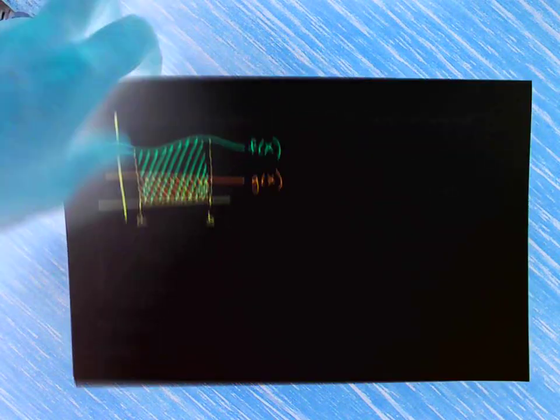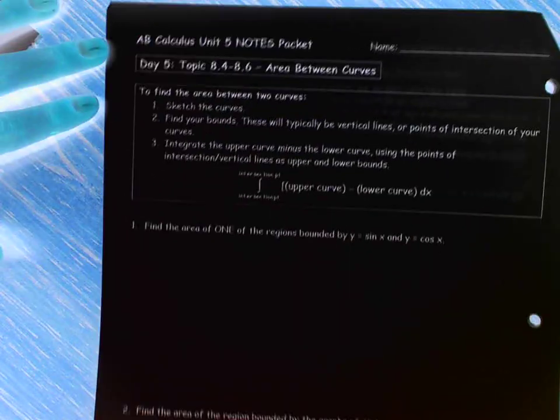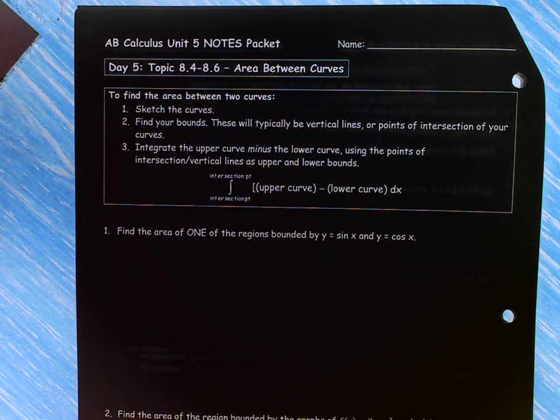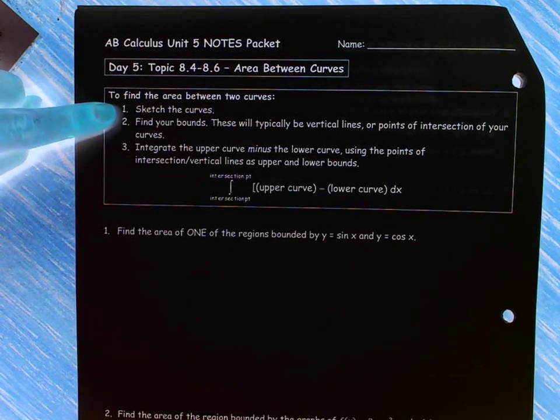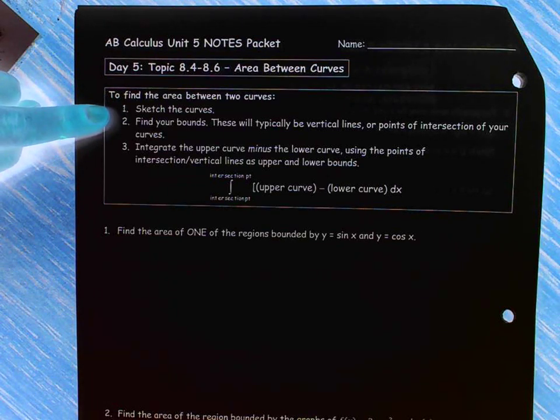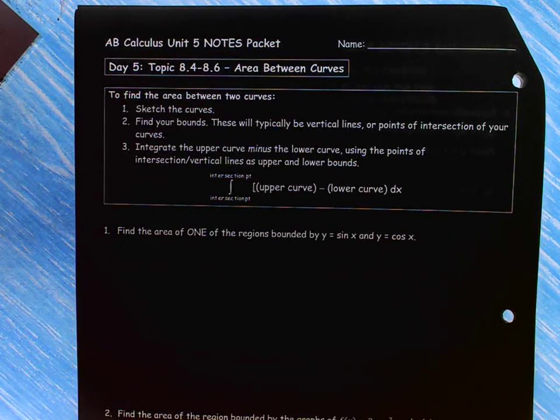So if I switch back to my notes packet, we're going to find the area between two curves. We really have three steps each time. The first thing we want to do is sketch our curves, because it becomes really important which curve is on top and which one's below. It impacts the order in which we subtract.